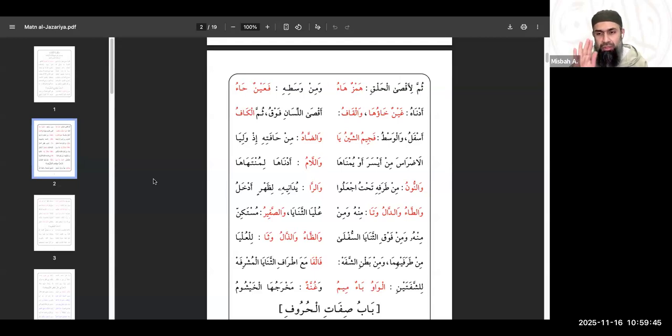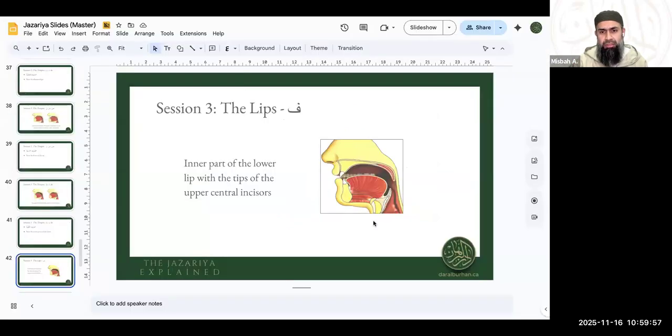We don't curl anything. And we produce it by placing the tips of the front upper central incisors on the bottom at the back of it. Okay? Now if we look at the slide, you'll see it here. It is laid out for you. Inner part of the lower lip with the tips of the upper central incisors.